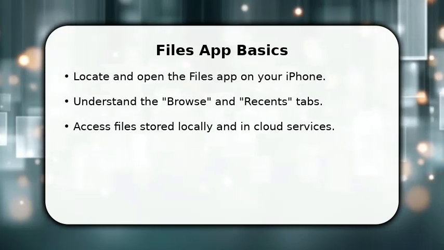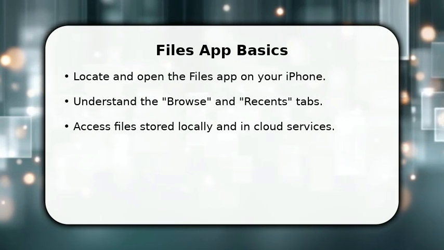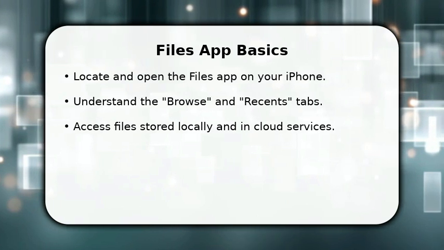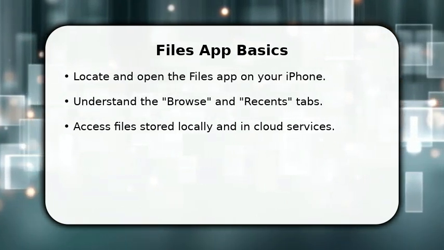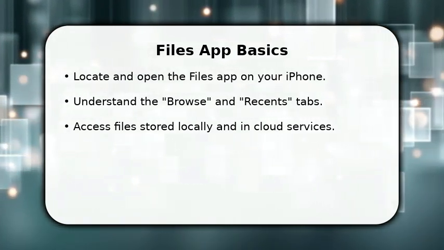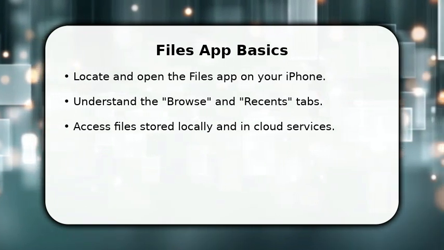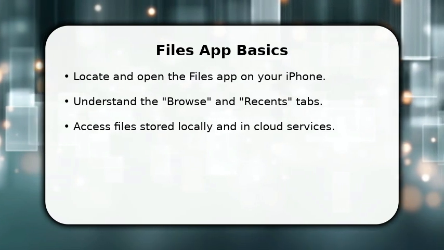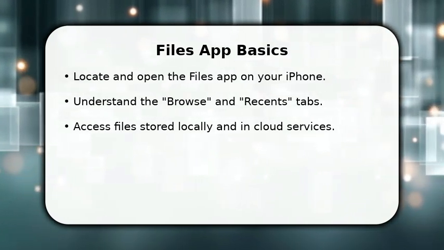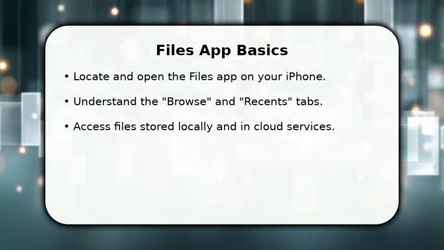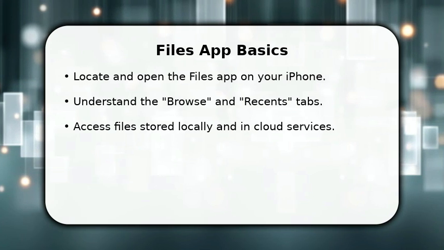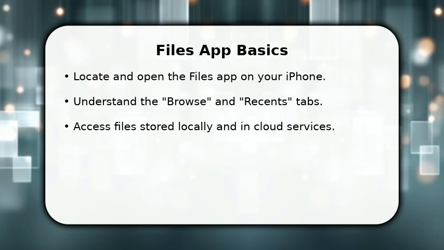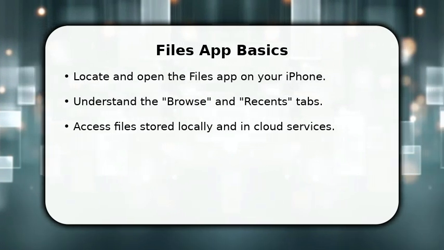In this video, I will explain how to use the Files app on your iPhone. First, find the blue Files app icon on your home screen or in your app library and tap to open it. Once inside, you'll see two main tabs, Browse and Recents. Browse lets you navigate through various locations, including your iPhone, iCloud Drive, and other connected cloud services. Recents shows files you've accessed lately, making it easy to pick up where you left off. This is your central hub for all documents.